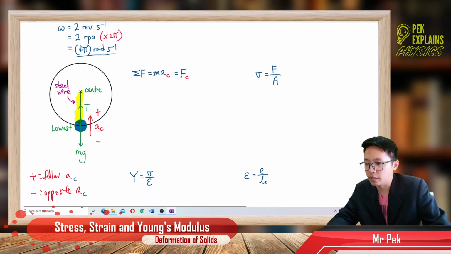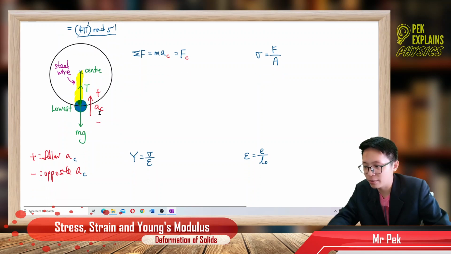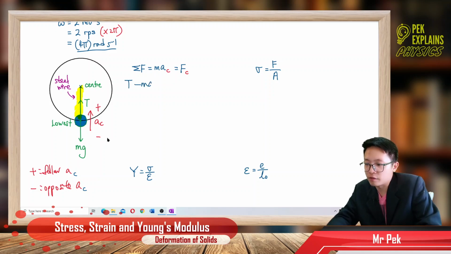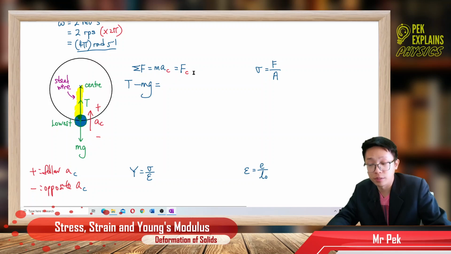So now we write, according to Newton's second law, total force equals m a c. Now our acceleration is the special one, centripetal acceleration. In fact, this resultant force is the centripetal force. Fc equals m a c. Centripetal force is the resultant force on the ball. So now the tension is positive, mg is negative. So just write there. T minus mg becomes the resultant force, the centripetal force.